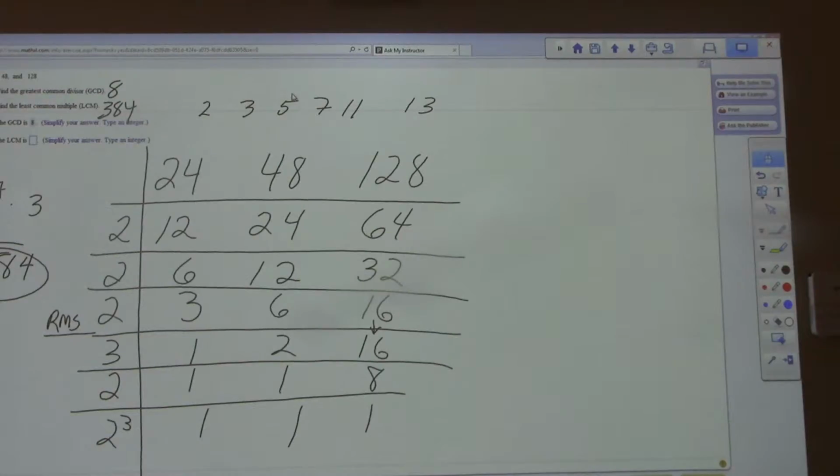8 and 384. Excellent. We feel good about ourselves. So we don't have to put smokestacks on our trucks. Okay, next.